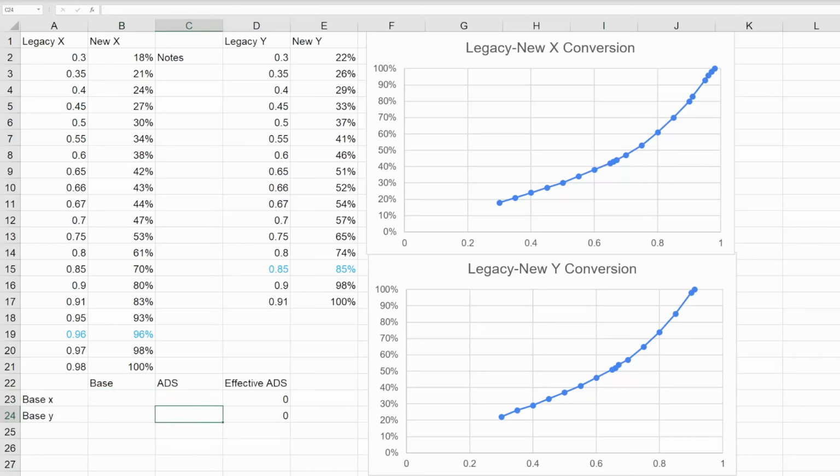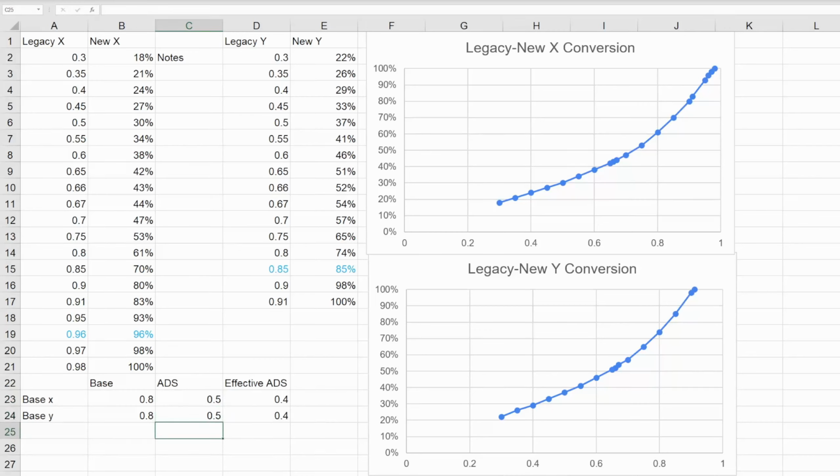ADS is much more difficult, and I need to explain this, and I'm going to try and make this as clear as possible. On the legacy settings, you're going to have something called effective ADS sensitivity, which is critical to convert from legacy to new. If you do not calculate effective ADS, you cannot convert. Okay, let's do a really simple example. Your base is 0.8, 0.8, and you have an ADS multiplier of 0.5. Let's use 0.5. That's an easier conversion.